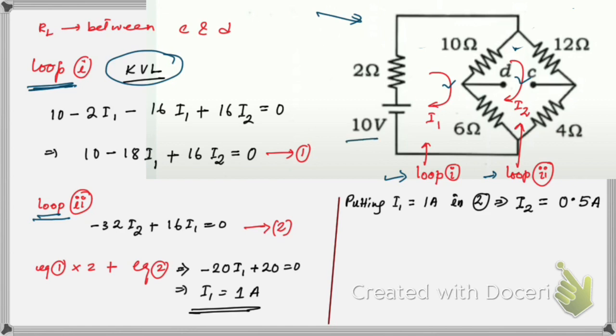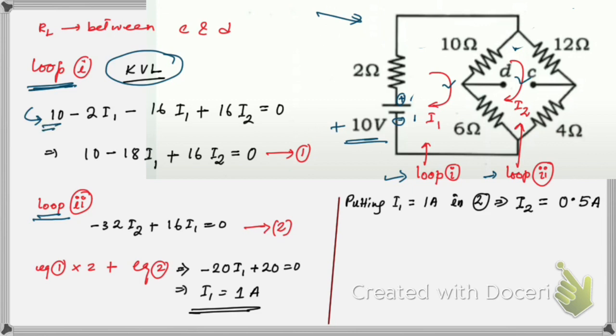Here you see we have 10 volt. The direction of current is in this direction. This is the negative terminal, and this is the positive terminal, so it is going from negative to positive. If the direction of current that you have considered in the loop goes from negative to positive in a battery, then this should be kept positive.